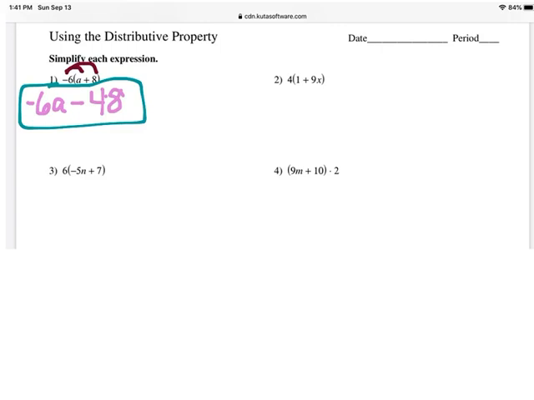On question 2, we have 4 on the outside of the parentheses. So we're going to distribute that 4 to everything inside of the parentheses. And when we do that, we're going to end up with 4 times 1, that gives us 4. 4 times a positive 9x is going to give us a positive 36x. Now 4 and 36x are not like terms, so we're going to keep that as is, and there's our final answer.